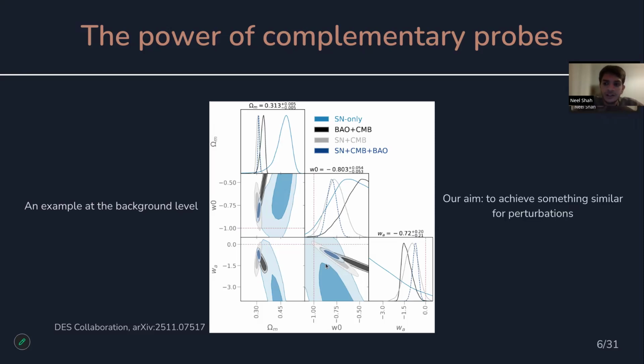Now, our idea is to see if we can achieve something similar for the constraints on the perturbations of dark energy. Maybe the improvements that we see in the perturbations won't be as dramatic as what we see for constraints on the background here, but let's see what we get.